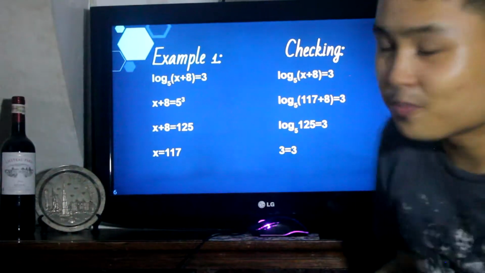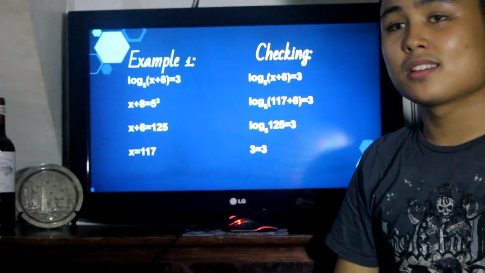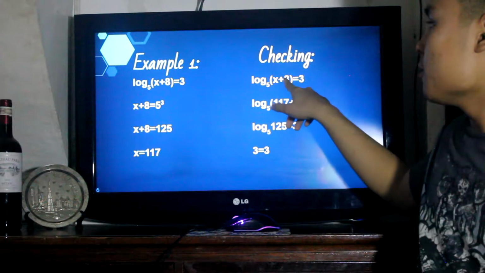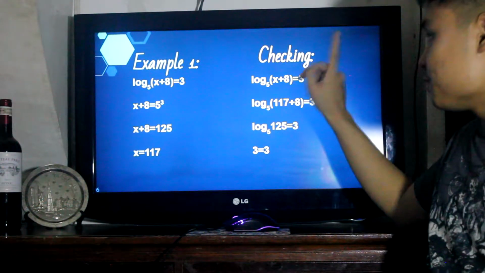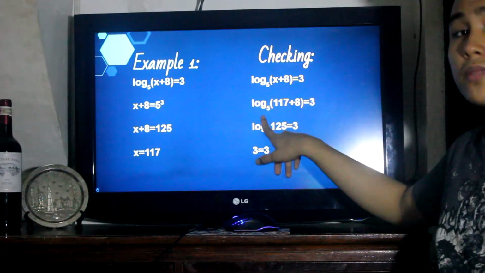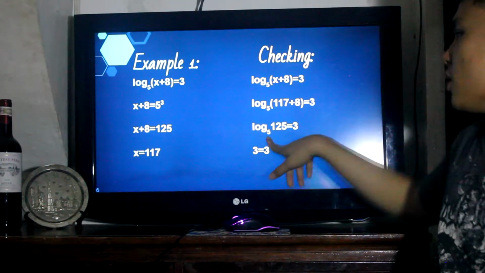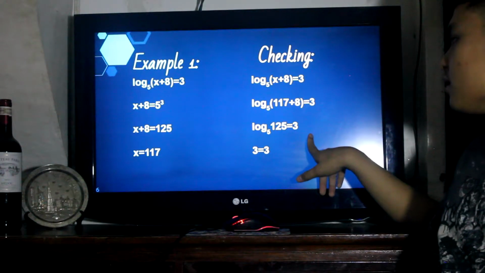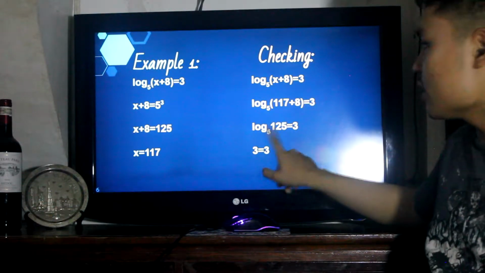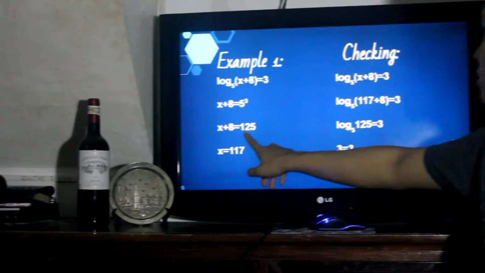So, for checking, substitute lang natin yung value ni x sa equation. Logarithm of base 5, quantity x plus 8 is equals to 3. Substitute lang natin yung value ni x: logarithm of base 5, 117 plus 8 equals to 3. So, logarithm of base 5, 125 is equals to 3. And, i-exponential natin siya. Pag exponential natin siya, 5 raised to 3 is 125.